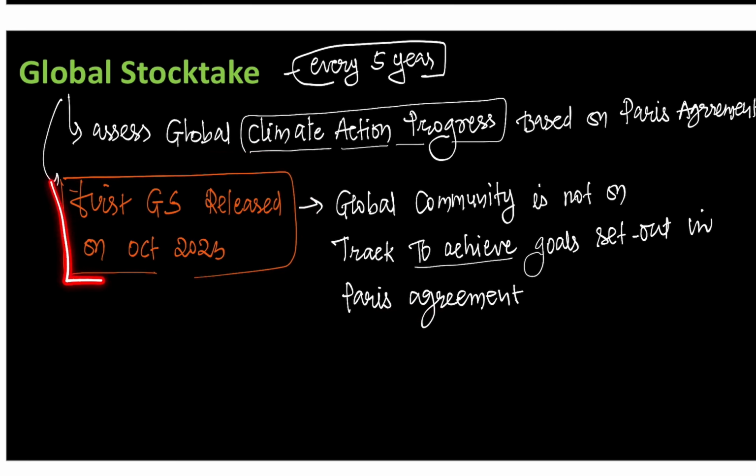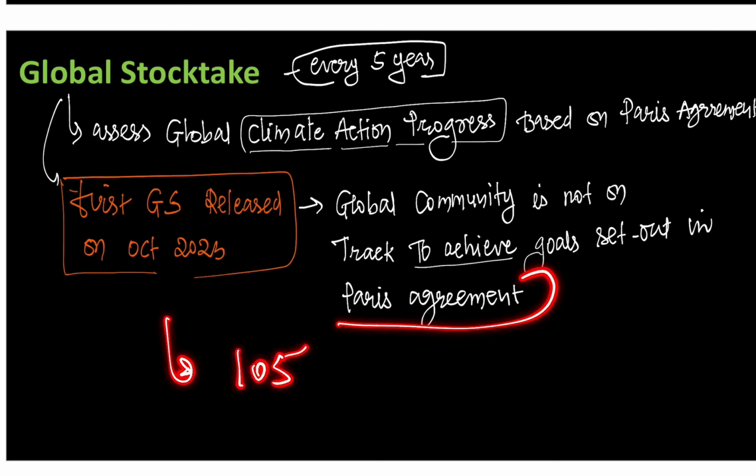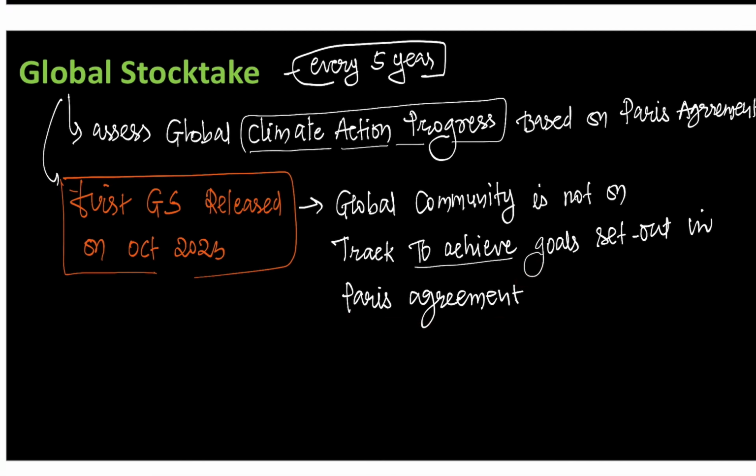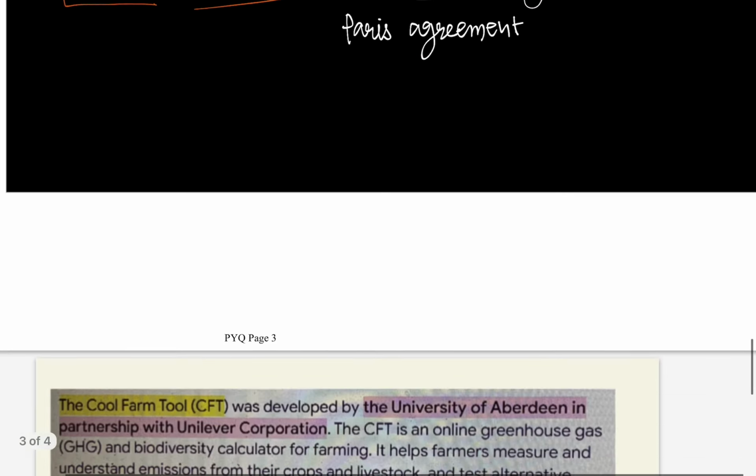Now this report says that the global community, or countries around the world, are not on track to achieve the goal set out in the Paris Agreement, that is to keep global warming below 1.5 degrees Celsius. So we are not doing enough to achieve this target. So that was the global stocktake report.